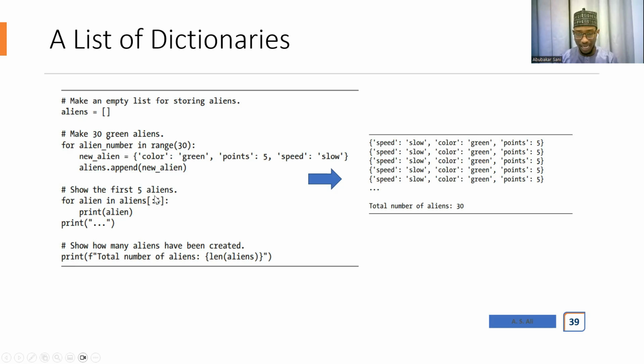For the first 5 aliens, I can show them using slicing. So I said for alien in aliens, from the first to the fifth, just print the alien and then print dot dot. So we have 5 of them. You can see the first 5 aliens have been printed for us. Remember, you can use the len to know how many aliens you have in the list called aliens, and this will print for you total number of aliens is 30. Okay.